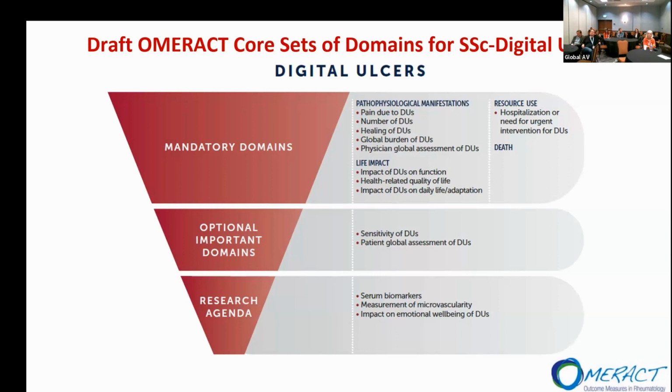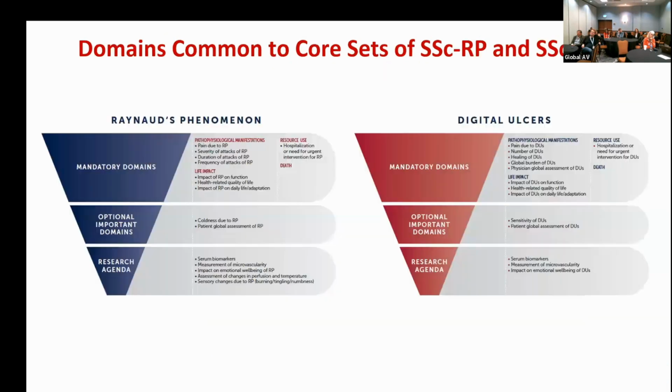For optional important domains was the concept of sensitivity in the patient global. And again, serum biomarkers and measurements of vascularity and emotional well-being. When you look at them across, we actually had a long discussion. At first, we were going to have one core set diagram, sort of a Venn diagram, where things that were the same, and then things that were separate on the sides, which we did for another group, large vessel vasculitis. But we really felt these were separate entities and they deserved their own, and there were enough differences.